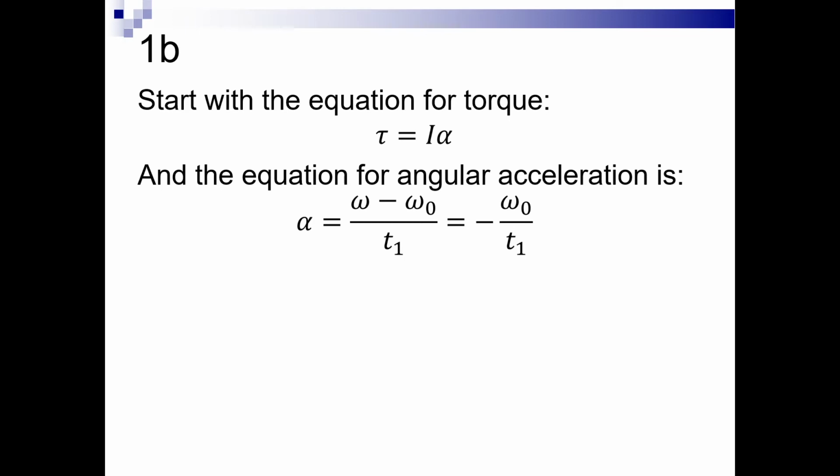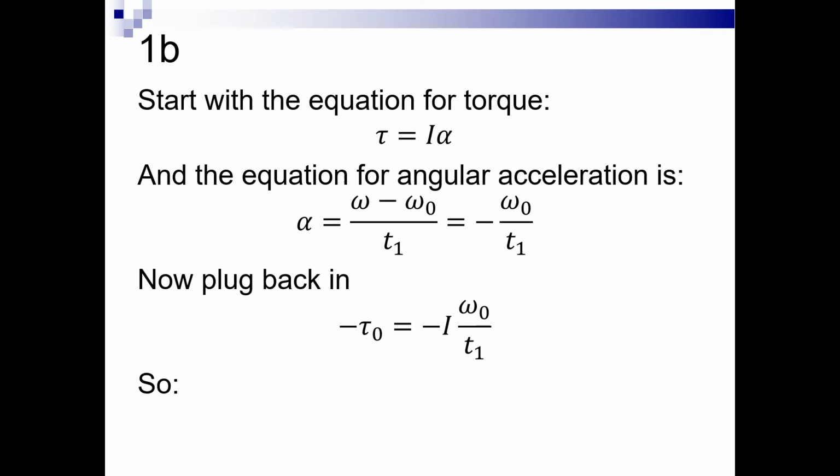So that gives me a value here. We have our torque, because it's slowing it down, it's going against it. I'm going to have a negative, so we have those two negatives, and if you just rearrange, you get that the moment of inertia is t1 times the torque over the angular speed. So just kind of looking at what those values are.